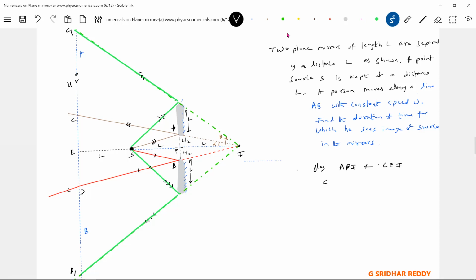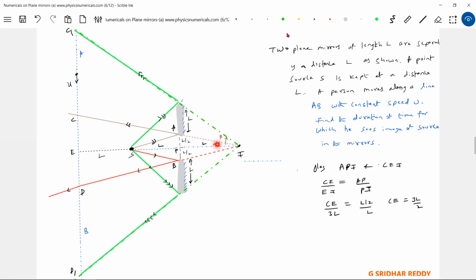So tan alpha will be CE by EI. This should be equal to AP by PI. What is CE? CE we don't know, unknown thing. What is EI? 3L. AP is L by 2. PI is L. So CE should be equal to 3L by 2. Please follow this. Now look at this triangle.